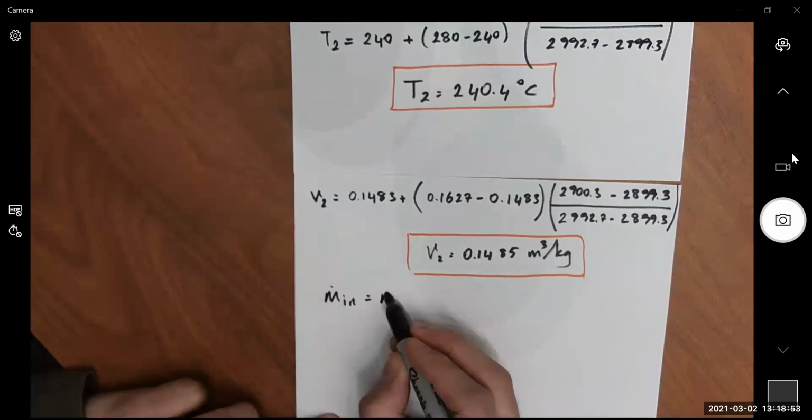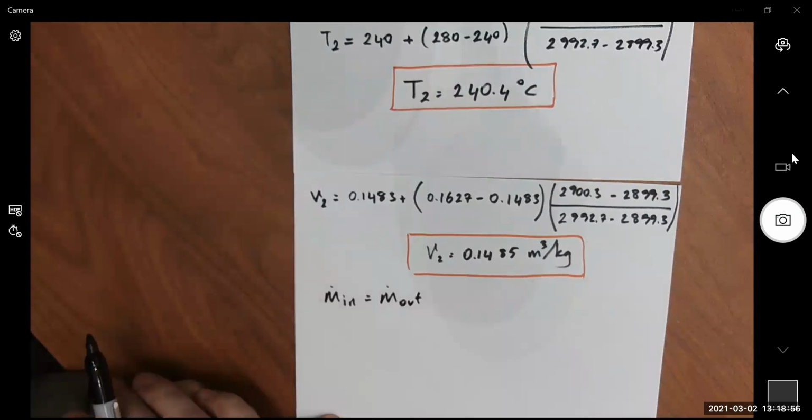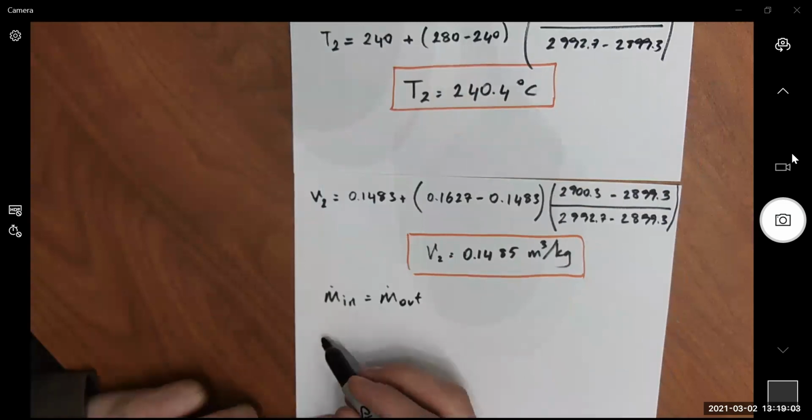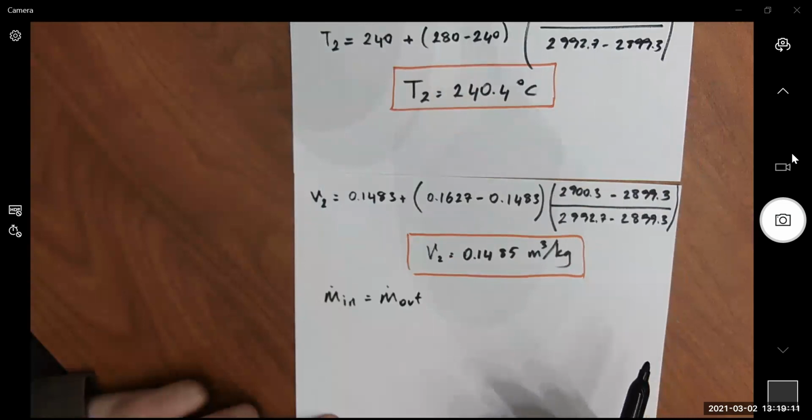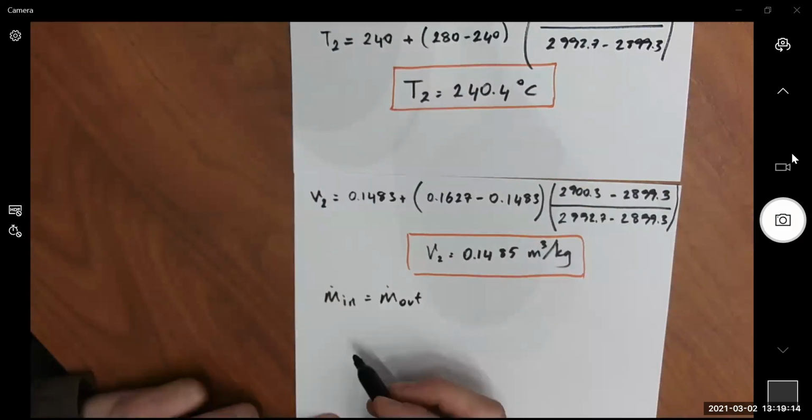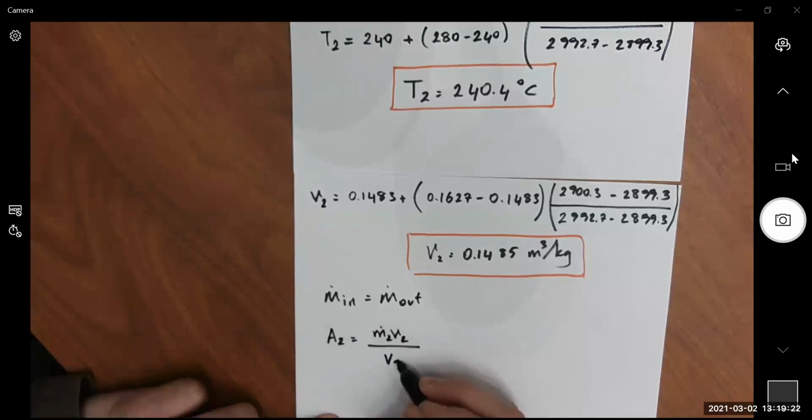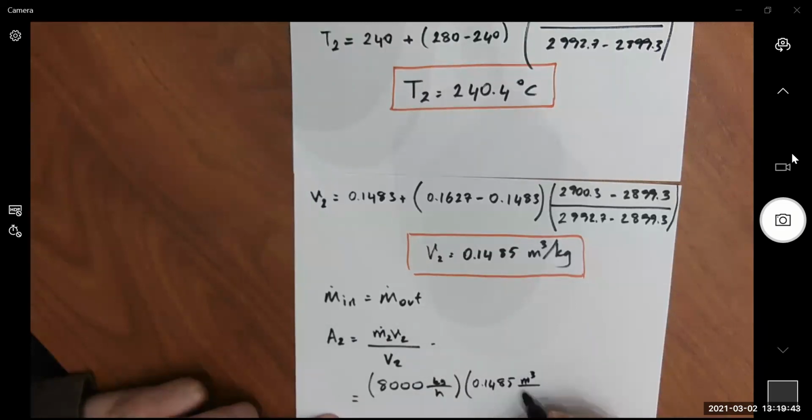Mass flow rate at the inlet is equal to mass flow rate at the outlet. I know that, right? They must be equal. But I also know how to find my flow rate if I know my specific volume, area, and velocity, which I do. The only thing I don't know is area. Now I can calculate that. Area will be equal to mass flow rate times specific volume over velocity at the outlet. Mass flow rate is given as 8,000 kilograms per hour. Specific volume we just calculated, 0.1485 meters cubed per kilogram.